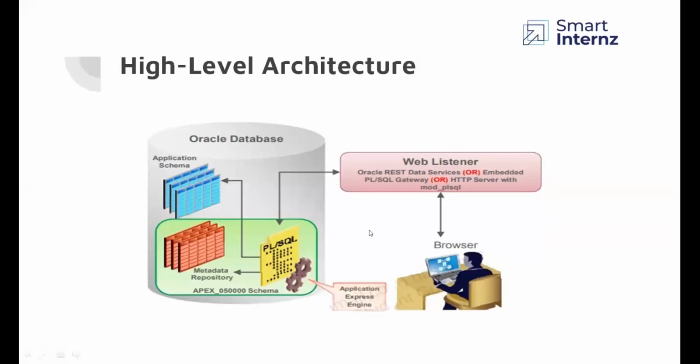In our training sessions, we are going to deal with Apex 19.1, and it is the cloud version. As I told you, we have two types: one is the cloud version and one is the on-premise version. What is the cloud version? Cloud version means everything will be done on the cloud itself: the database part, creation of workspaces, creation of users, development, deployment, everything.